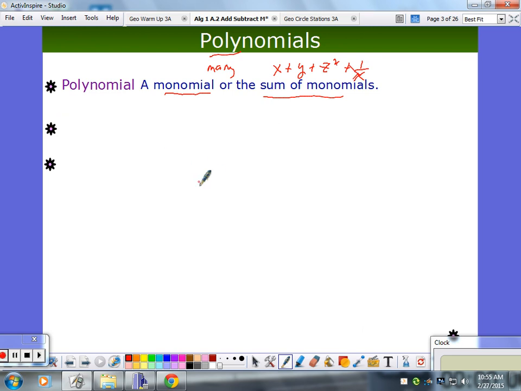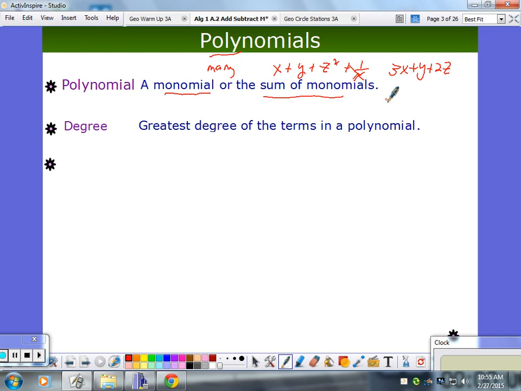He wants to know if x plus y plus this is a polynomial. Is this a monomial? Yeah. Is this a monomial? Is that a monomial? You've got a polynomial. If all the pieces are monomials, it is a polynomial.